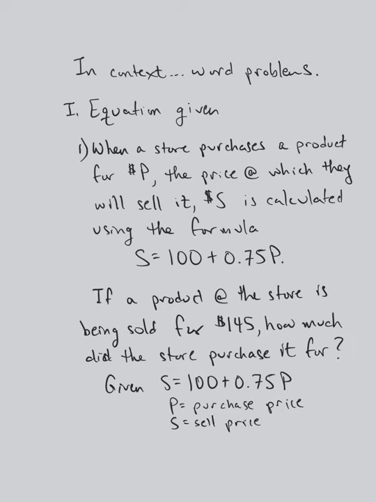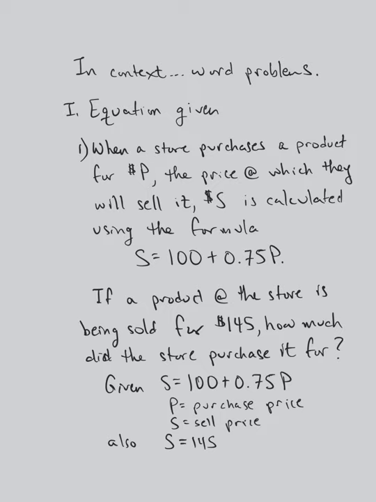All right, so that's the key thing. Whenever an equation is given to you, you just lock in on what those variables represent. And the next thing is you're going to be given something in the wording. If a product at the store is being sold for $145, then there's something that's equal to $145. Well, what equals $145? That's how much they're selling it for. So which of those two variables is the 145? It's S. And so we're given that S is equal to 145.